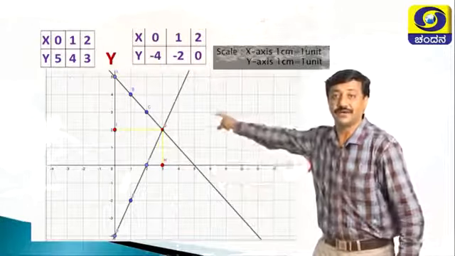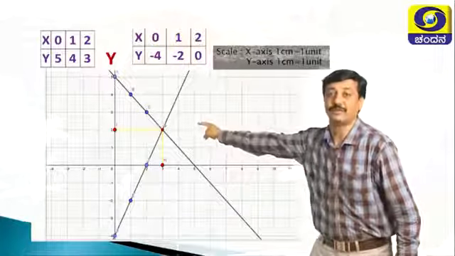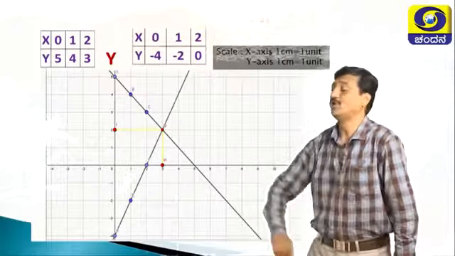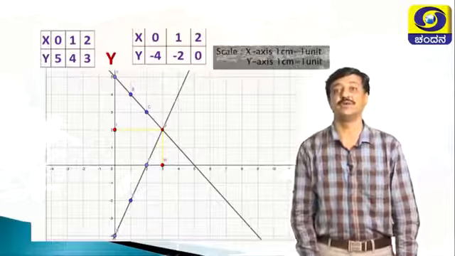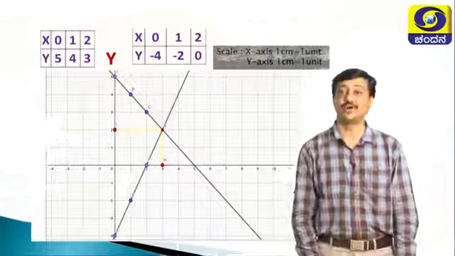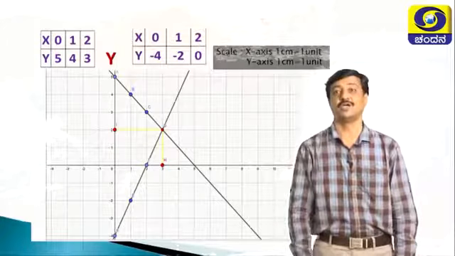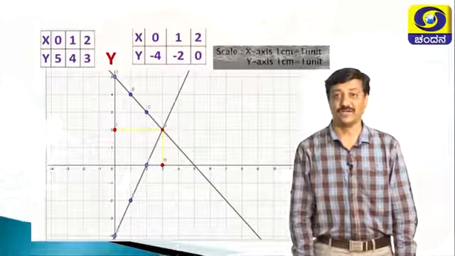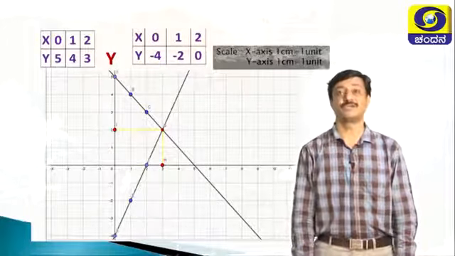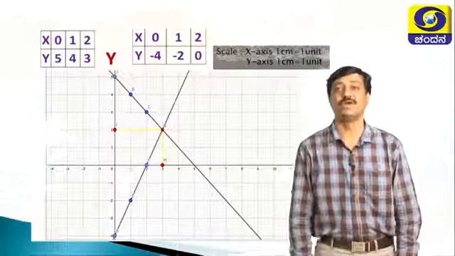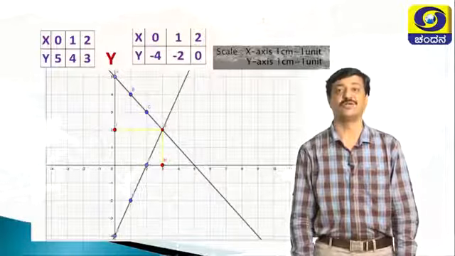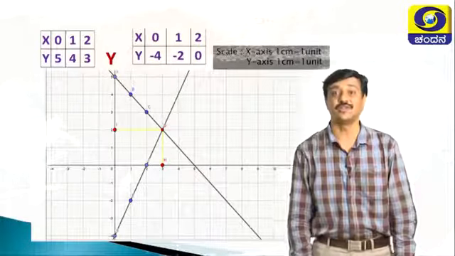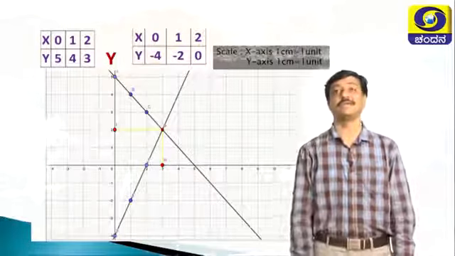Here is the common point. From this common point, you have to draw 2 perpendicular lines, one towards the x axis and another towards the y axis. If you draw the perpendicular towards the x axis, you will get x value as 3, and if you draw the perpendicular towards the y axis, you will get y value as 2. Hence x value 3 and y value 2 is the required solution for the given pair by graphical method.